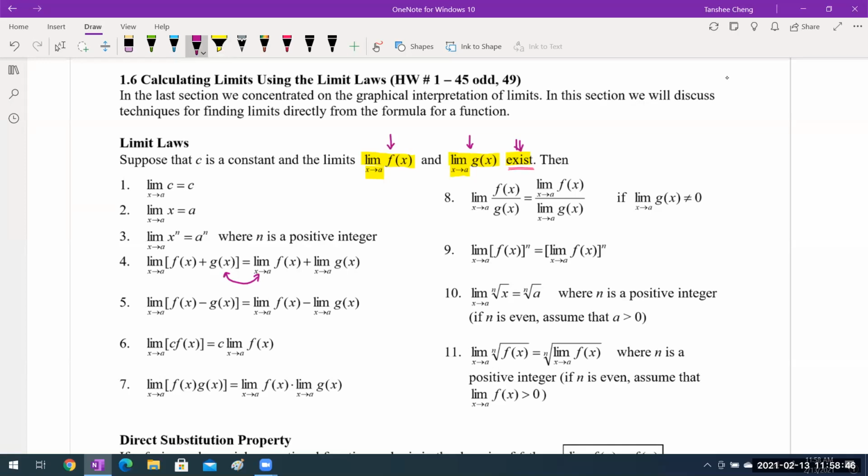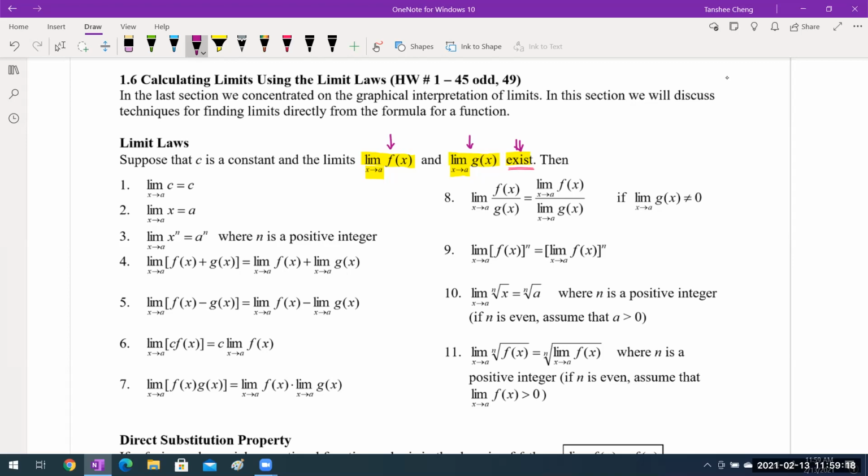If the limits do not exist in the beginning, you can't even talk about splitting up using these equivalent forms. And lastly, limits of a function to a power. The limit as x approaches a of a function to the power n is the same thing as the limit as x approaches a of the function, and then raising that limit value to the power n, because n is fixed.